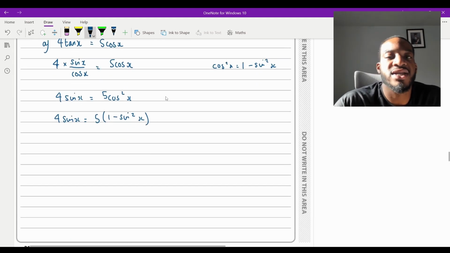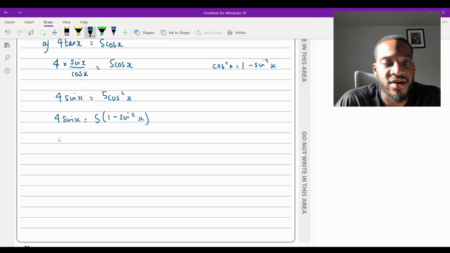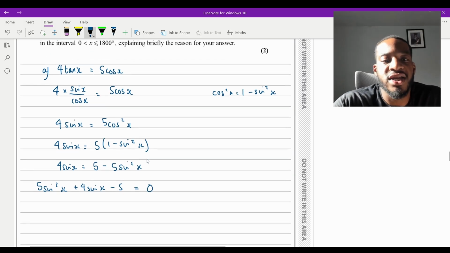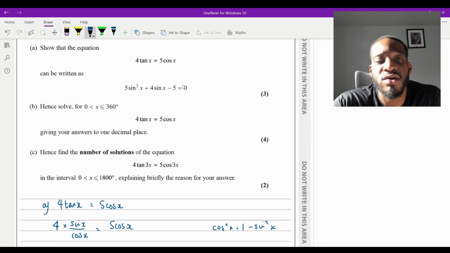So now we can just expand and simplify. So we're going to have 4 sin x is equal to 5 minus 5 sin squared x. Now, if I move everything from right to left, I'm going to have a positive 5 sin squared x, I have that 4 sin x go in the middle, and then I'm going to take the 5 away. This is equal to 0. This is exactly what they wanted, so that will give us the 3 marks.